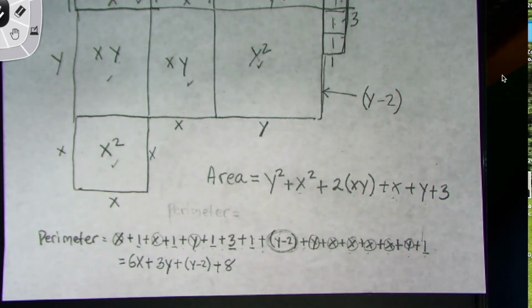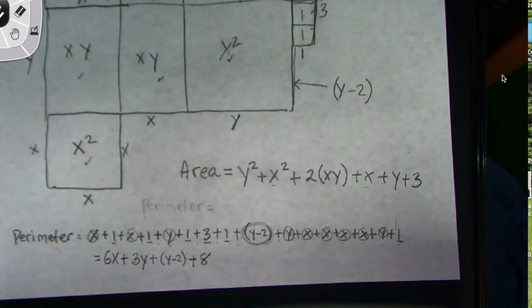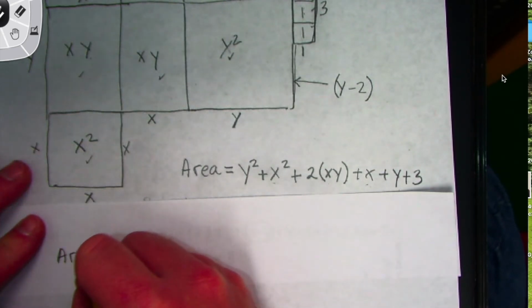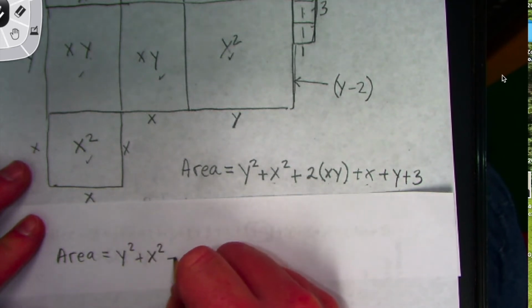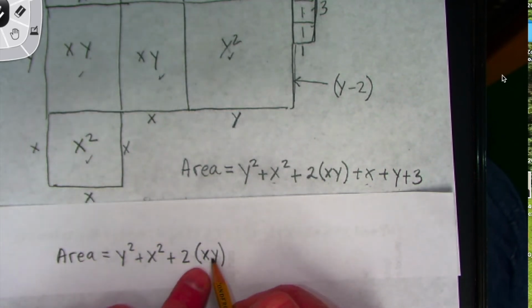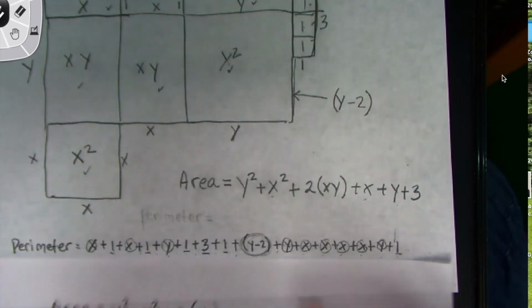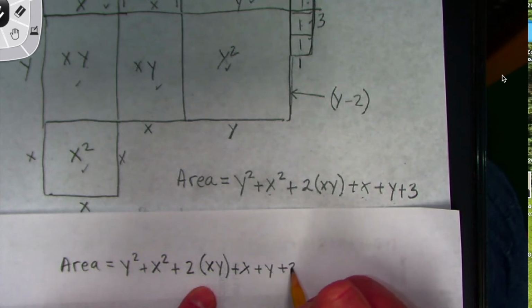All right. So I'm going to go on to my next piece of paper here to make sure that I have all of that down. I have my area equals y squared plus x squared plus 2xy. And remember, this is x times y. That's why these x and y are snuggled together. It's x times y plus x plus y plus 3.